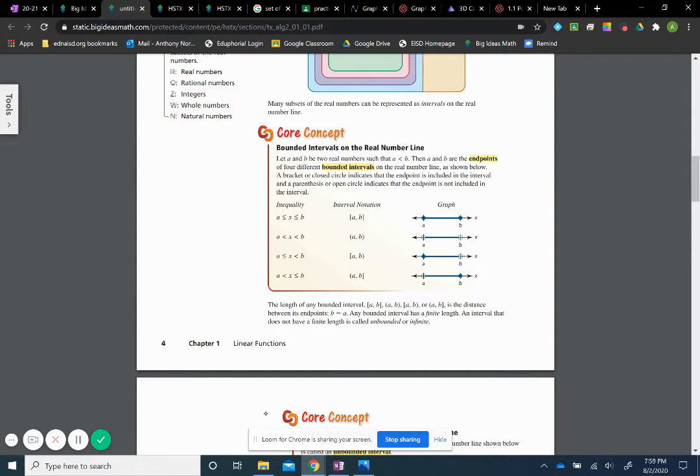Here we have a mix. Line, square bracket, closed circle. No line, parenthesis, open circle. A line, square bracket, closed circle.